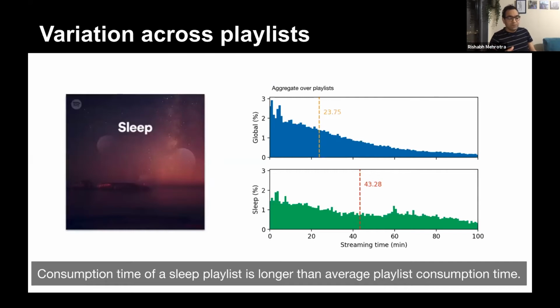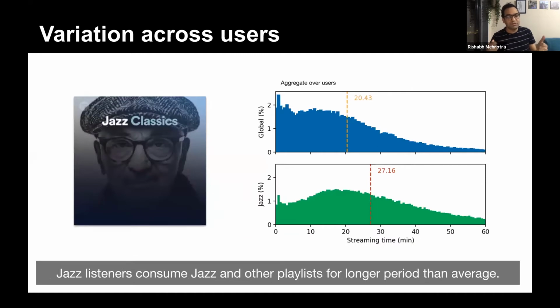So we know that sleep music, the sole purpose of sleep music is to make the user fall asleep, right? Or help him or her find sleep. So we know that sleep music will be consumed longer than average. And there is distribution and variation across users. So we know that jazz listeners consume jazz music and other playlists for longer than average as well. So now we are seeing that a global reward function, which says that any user, any item should have the same reward, is maybe really very naive, and we don't want to do that.